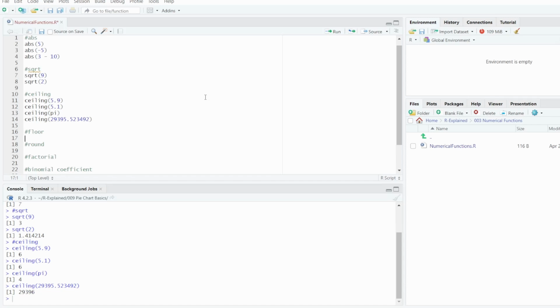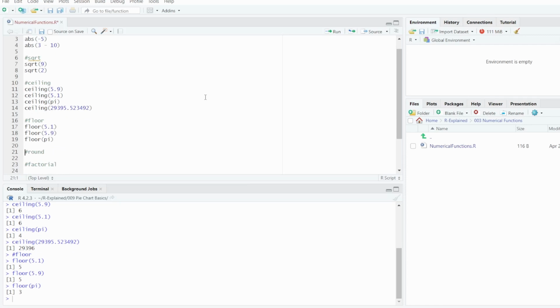The floor function is the exact opposite, so this time we go down to the next smaller whole integer number. So for example, 5.9 turns into 5. Or pi turns into 3.